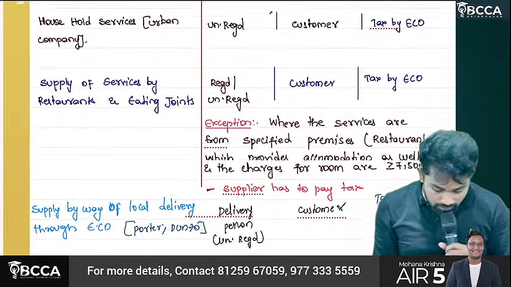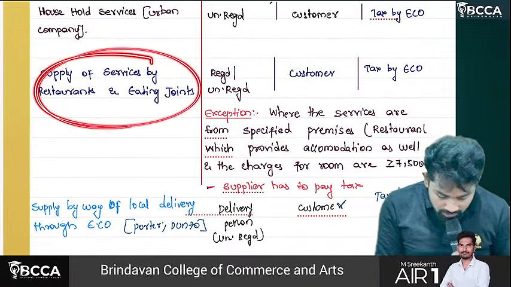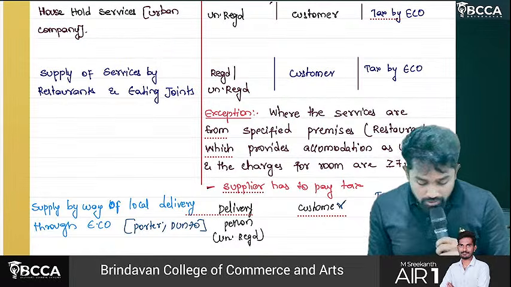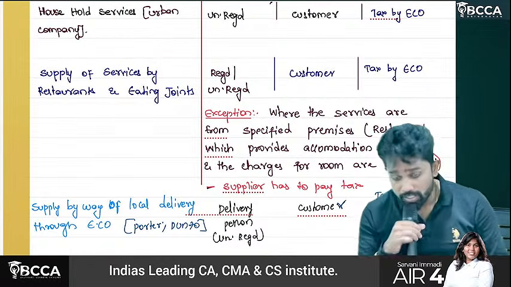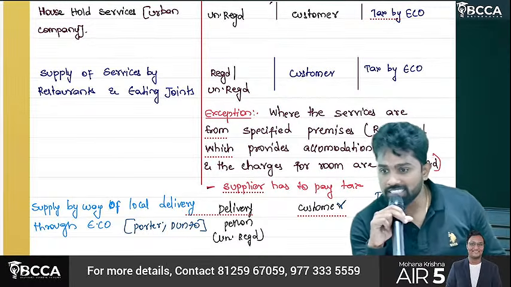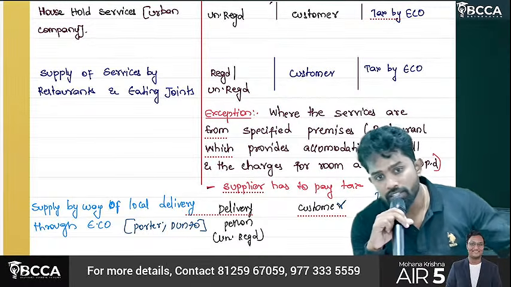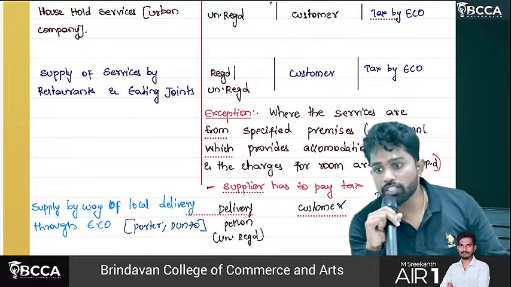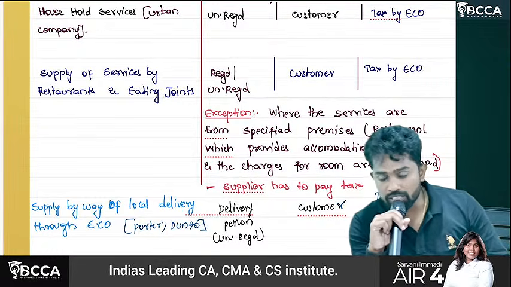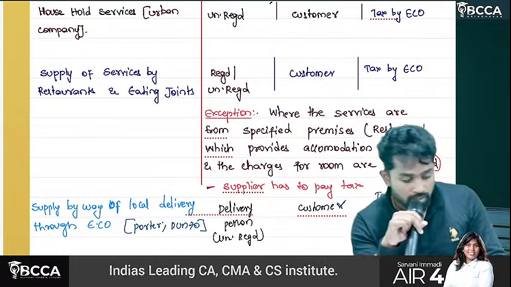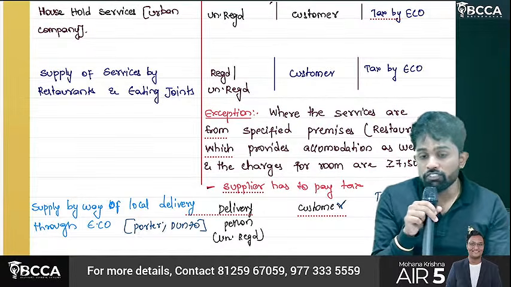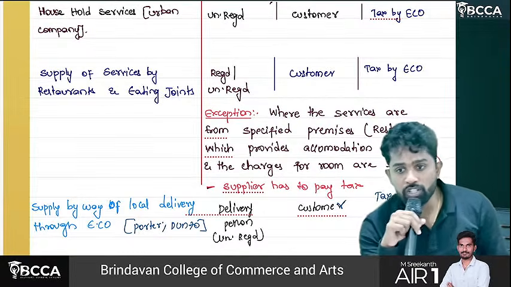Then supply of services by restaurants and eating joints. Okay, so what is this here, sir? Here also, whether the restaurant is registered or unregistered, who has to pay? ECO only. I mean Swiggy, Zomato only has to pay the taxes under 9 subsection 5. But there is an exception, sir. The food is being supplied from a specified place. What is a specified place?